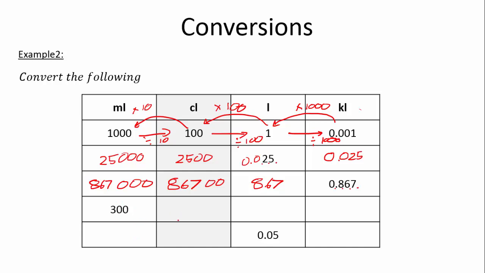Right, 300 milliliters. How do we get to centiliters? We've got to divide by 10, so that gives us 30 centiliters. Divide by 100, so the decimal is there. Let's add some zeros. Divide by 100, we've got to move 2. So we go 1, 2. So that's going to equal 0.3 liters.